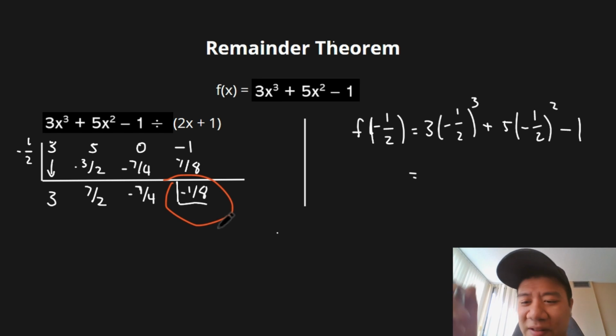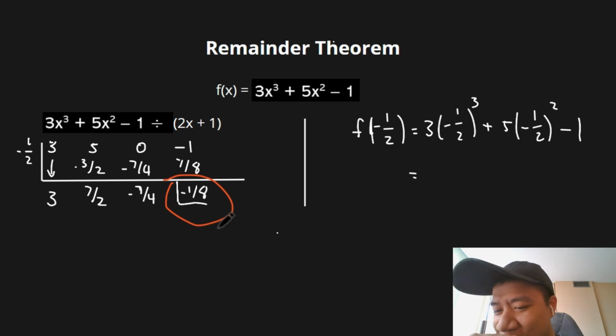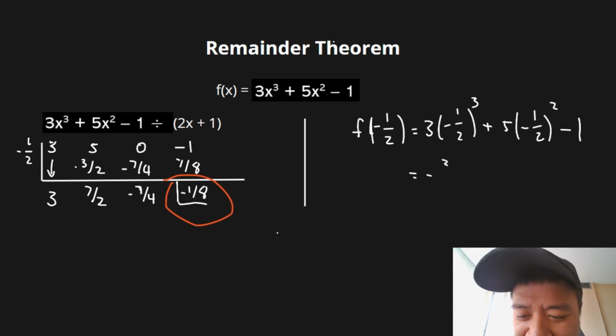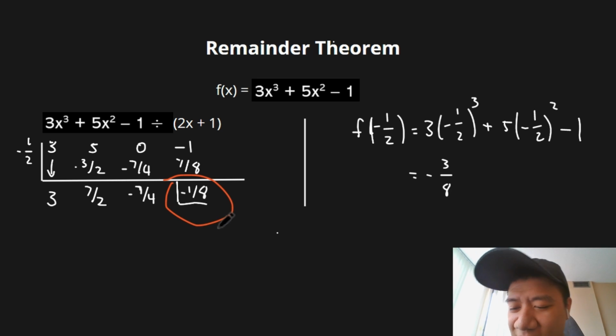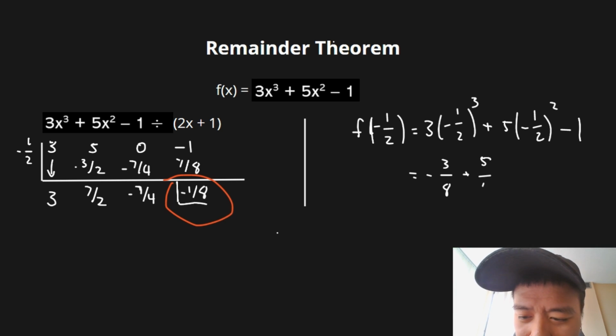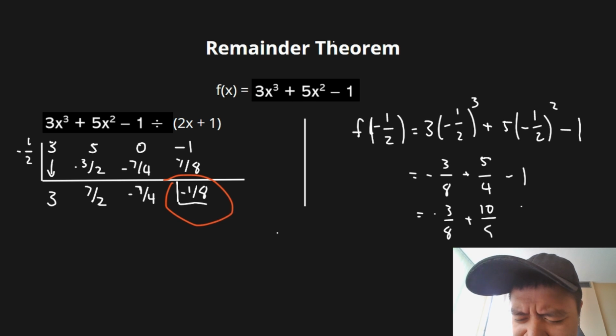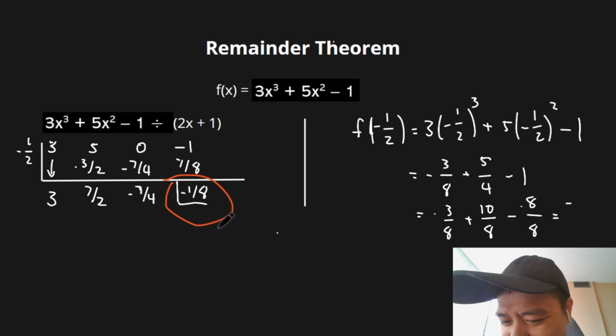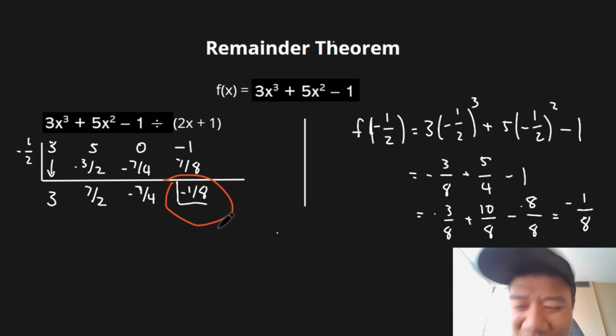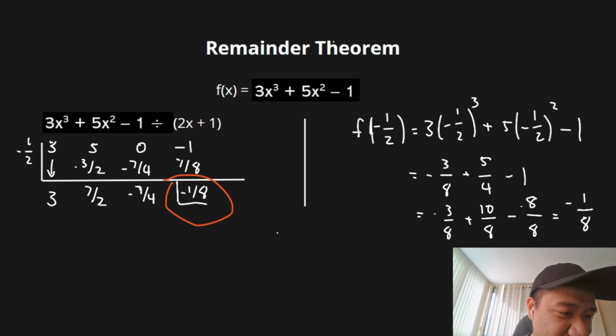Okay, so let's do this. That cubed is -1/8, so this becomes -3/8. -1/2 squared is 1/4, times 5 is 5/4, minus 1. Okay, so if you do our normal fractions, 10/8. Lo and behold, we have -1/8. Sweet.